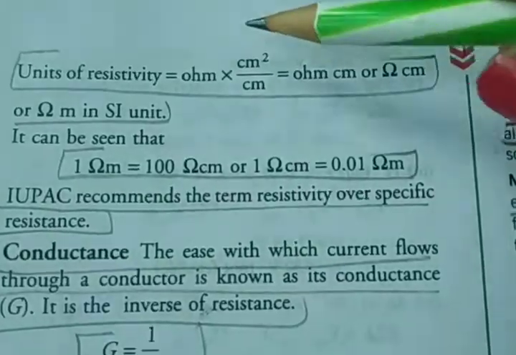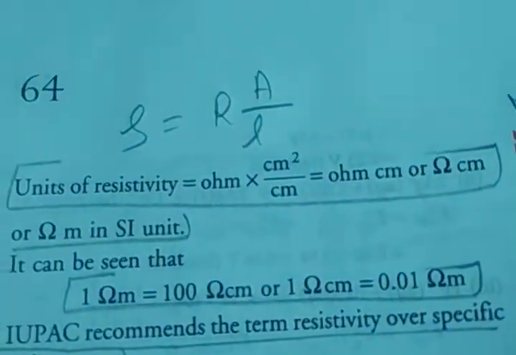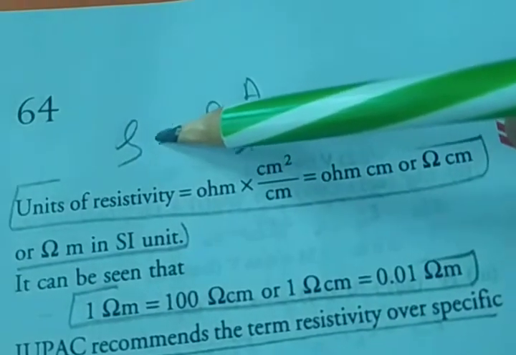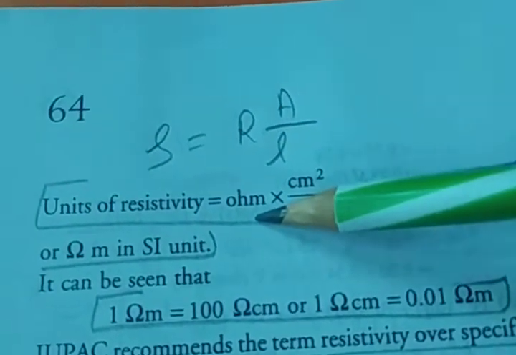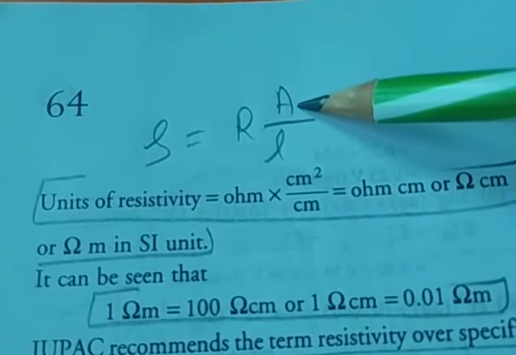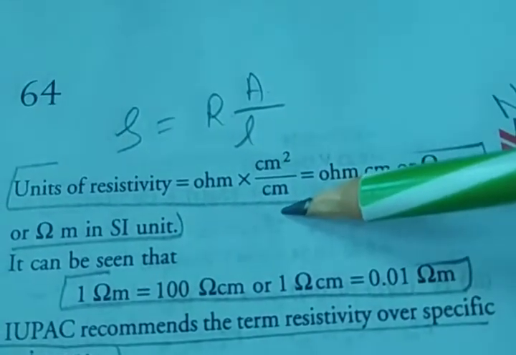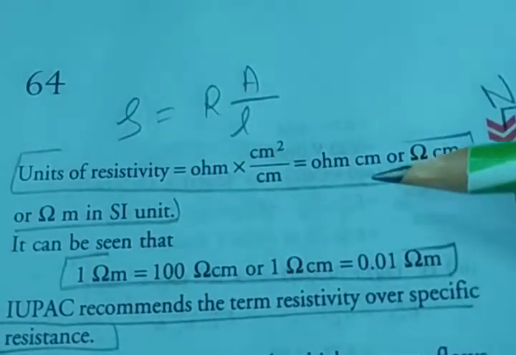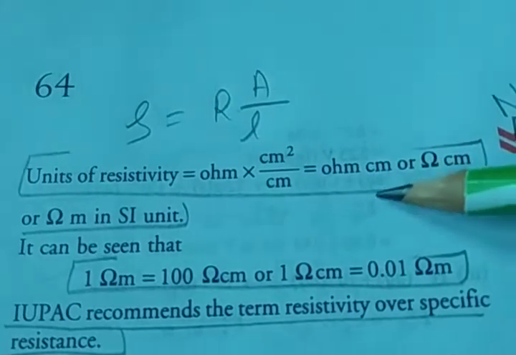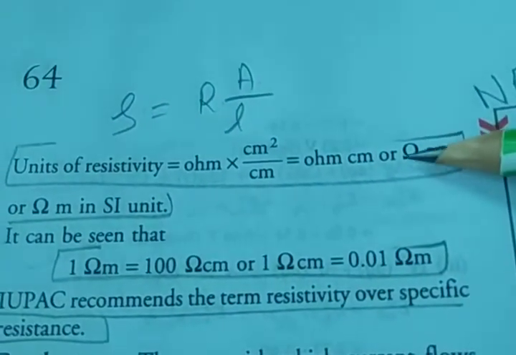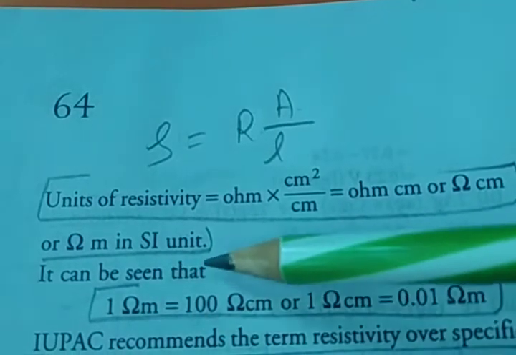Now, the units of resistivity. The unit of resistance is ohm, A is cross section area in centimeter square, and L is length in centimeter. So the unit is ohm centimeter square divided by centimeter, so 1 centimeter cancels, giving ohm centimeter. Ohm is denoted by this symbol. In SI unit it is ohm meter.